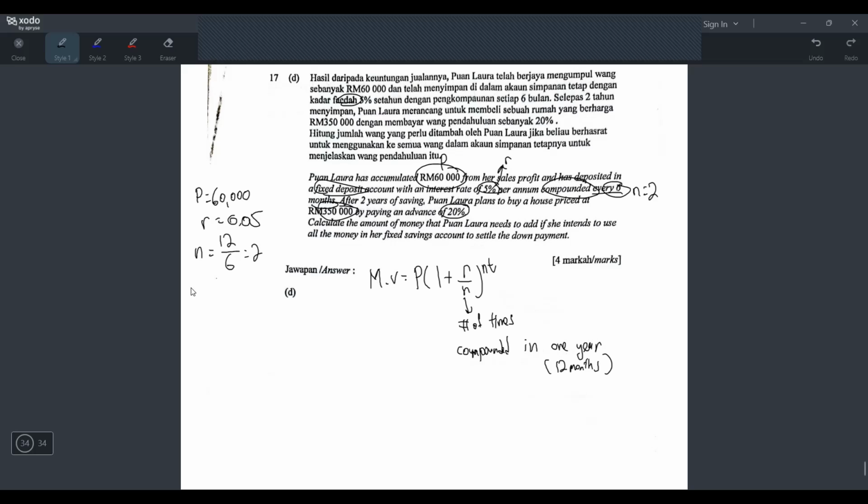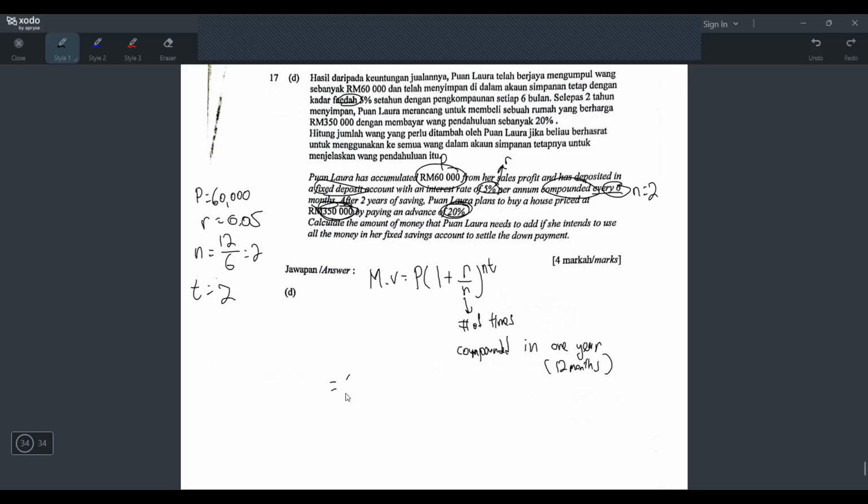We still need to know the T. What is T? T is how many years? So they mention here, after 2 years of saving, Puan Laura plans to buy a house at this price with advance payment. So the T is actually 2. Don't worry about the 350,000 and 20% first, because this is after the saving. After you gain the interest, only then you spend this amount. So this one we look at later. Now we find the amount she has first.